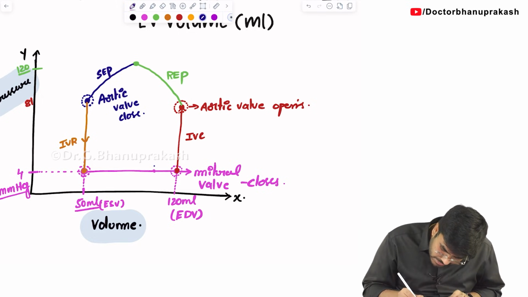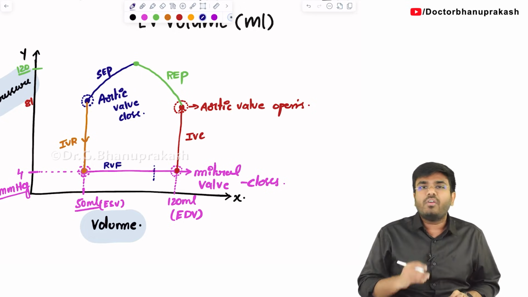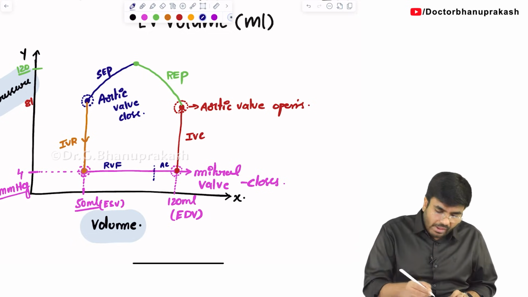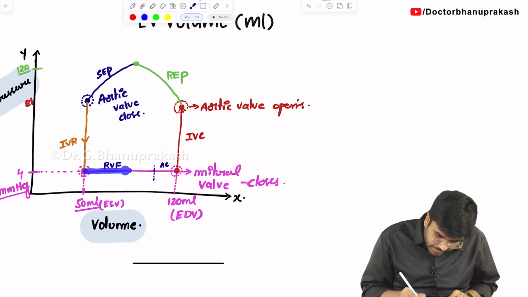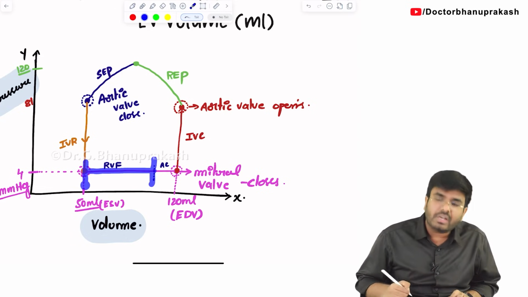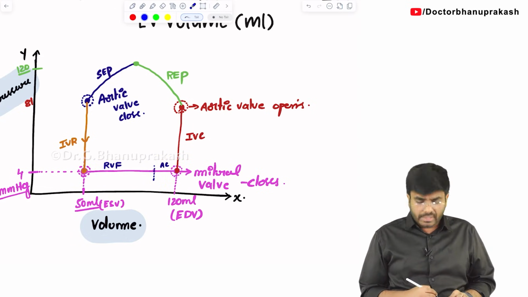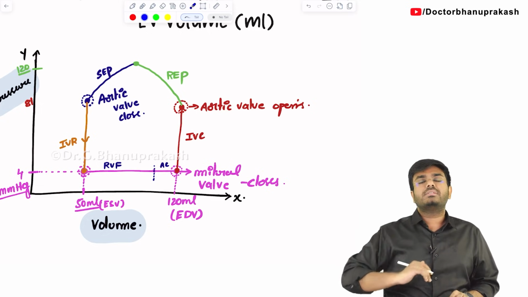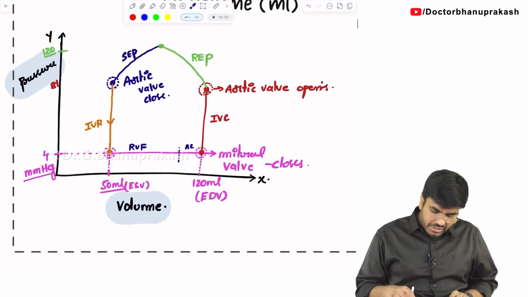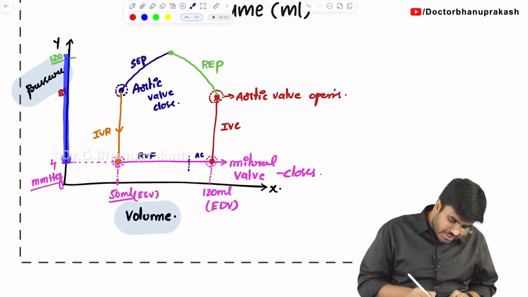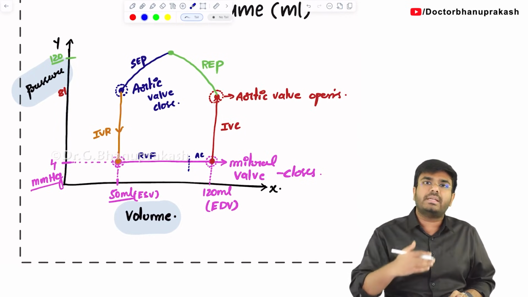After isovolumetric relaxation, have I taught you? There will be rapid ventricular filling. After rapid ventricular filling, there will be atrial contraction. I have taught you already in the beginning: 70% of the ventricles will fill during rapid ventricular filling, and 30% during atrial contraction. So this is the left ventricular pressure and volume changes. On the y-axis, I am talking about the pressure changes, how the pressure is increasing and decreasing.